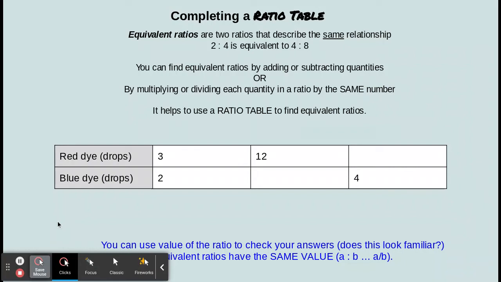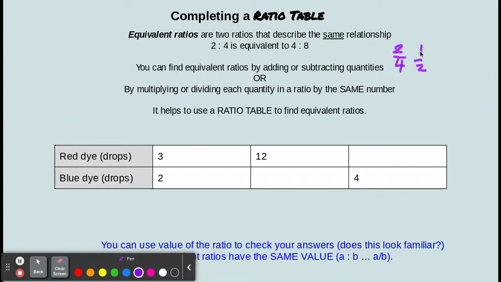All right, moving along. Now we are going to complete a ratio table. This is a good way for us to view equivalent ratios. Equivalent ratios are 2 ratios that describe the same relationship, right? So 2 to 4 is equivalent to 4 to 8, all right? The value of the first one is 1/2. The value of the second one is also 1/2, right?